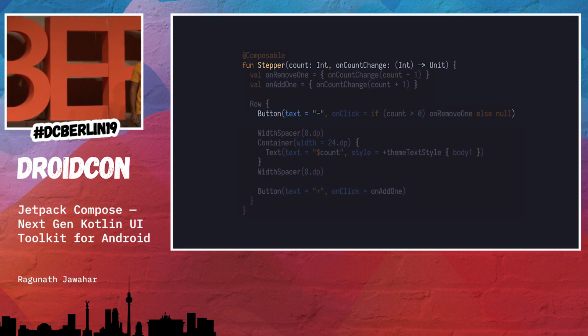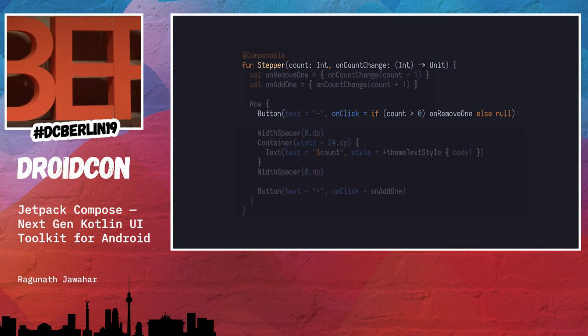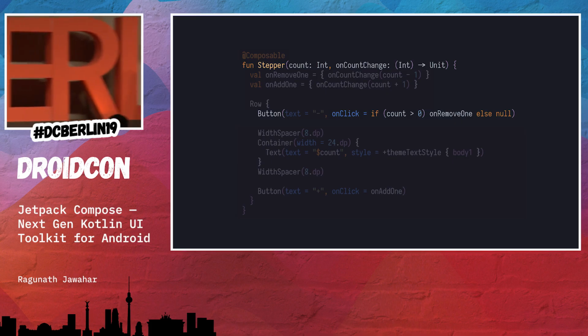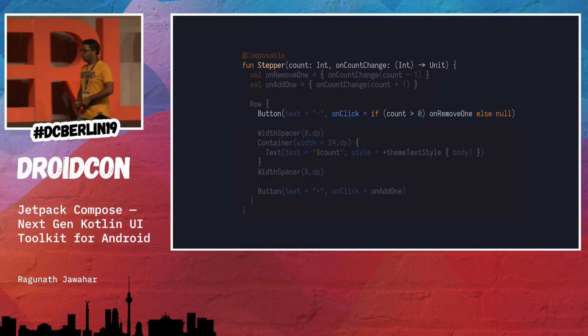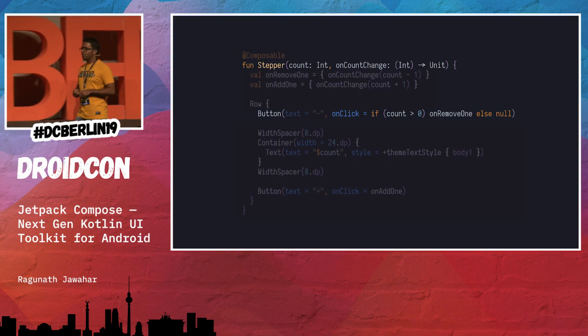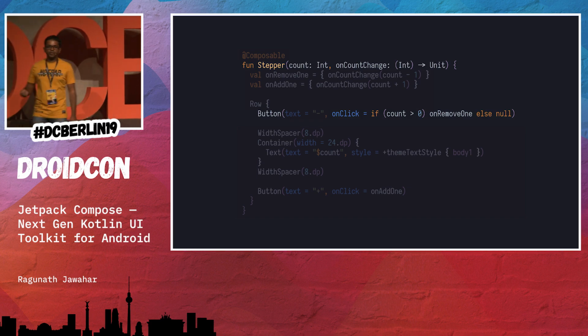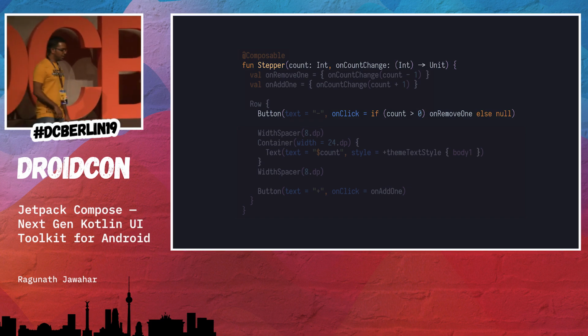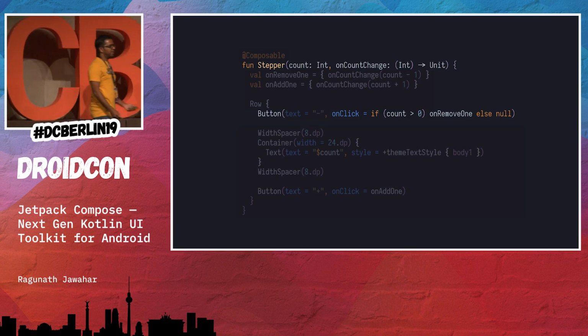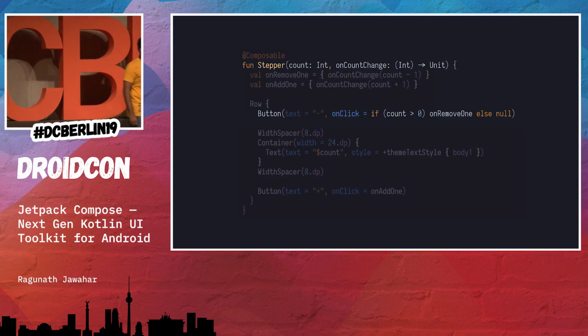So we say on click, if count is 0, because we cannot go below 0, we say have this listener or else null. So in the current API, for you to enable or disable a button, the only way to do it is to set the on-click listener to null, right? These are not final. This may change in the future, but currently, if you want to enable or disable a button, this is the only way you can do it.